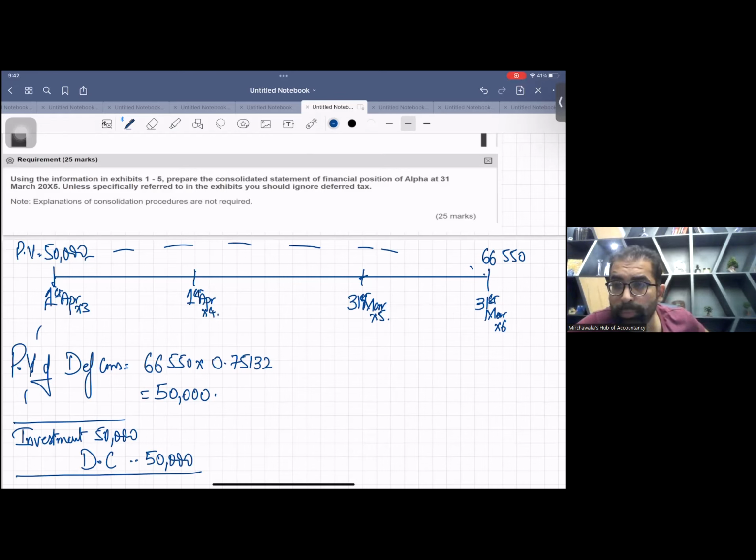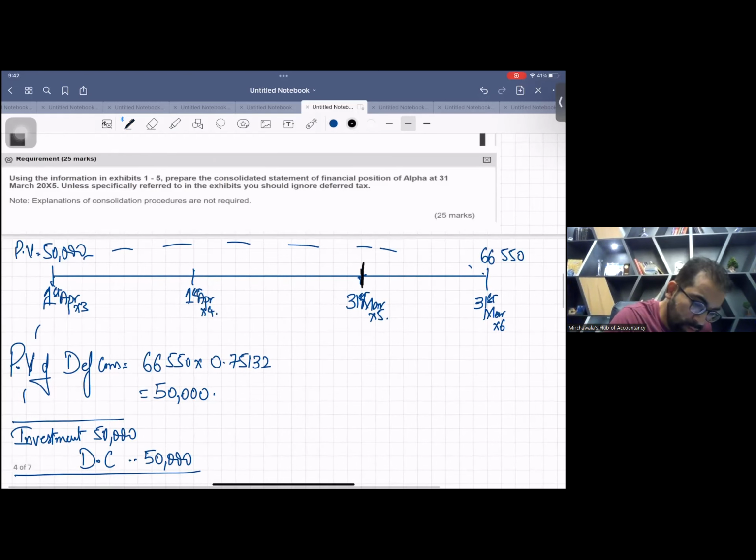Now, super concept. See, this is your year end. This year end, 31st March X5, and this is acquisition date. So there are 2 years. There is a gap of 2 years between acquisition date and reporting date. So you have to take 2 years interest, the unwinding of discount.